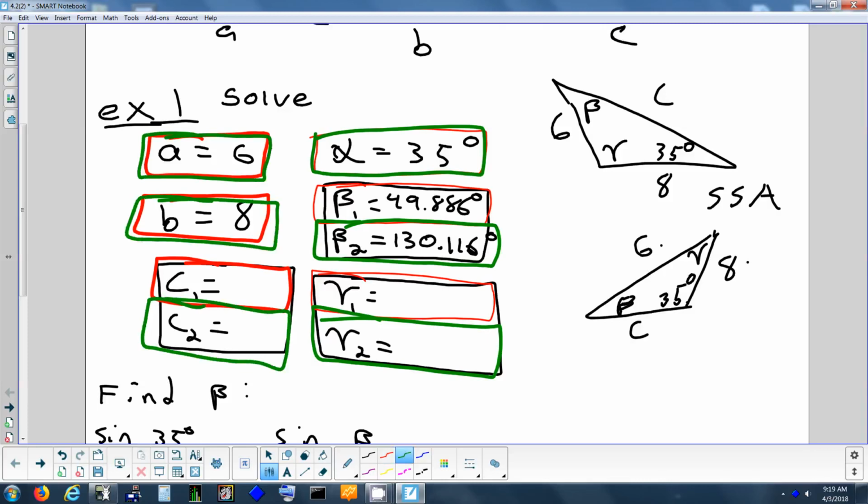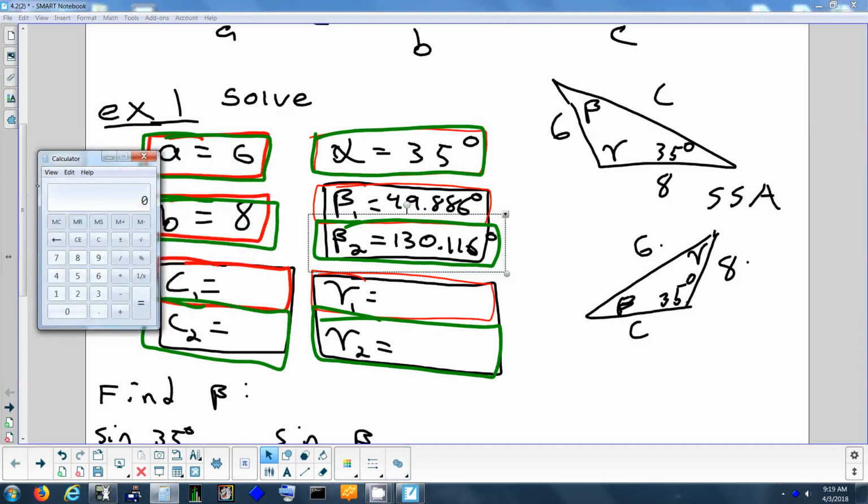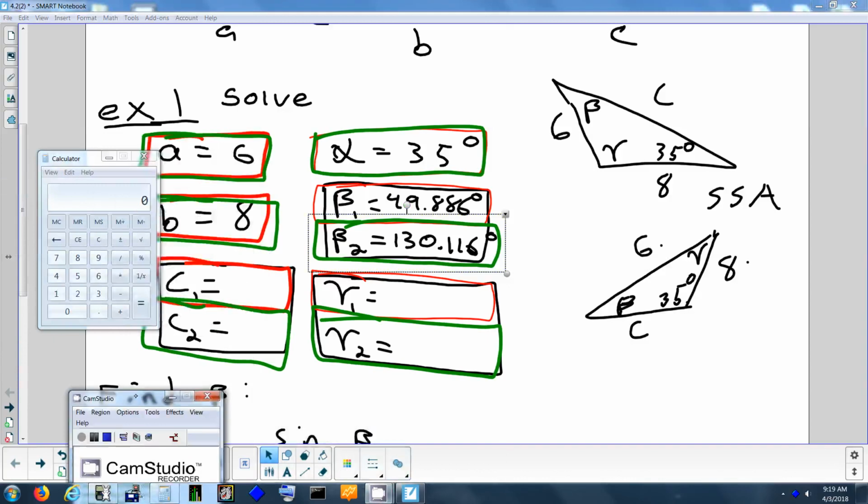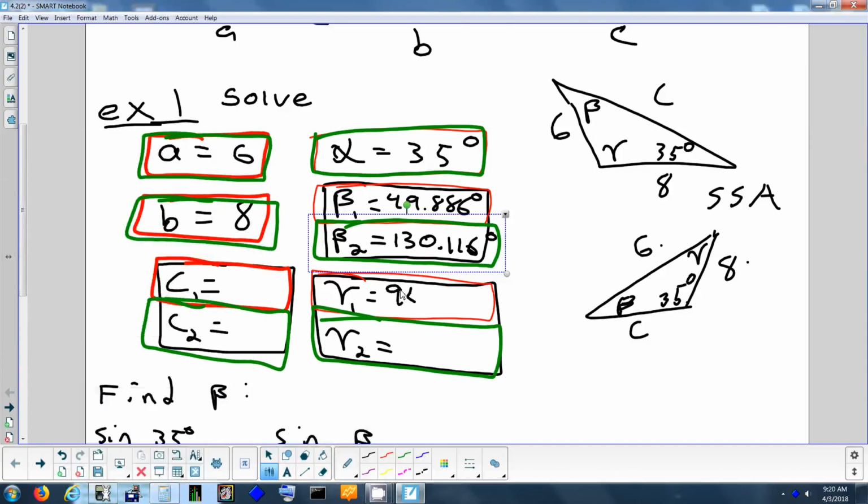Okay, so now let's find gamma 1. To find gamma 1, you're going to take alpha and beta 1, because they're in the same triangle, add them up, and subtract from 180. So let's add them up. Let's see, we got 35 plus 49.886. That's what those take up. Subtract it from 180, that's what's left for gamma 1. Okay, should have got 95.114.